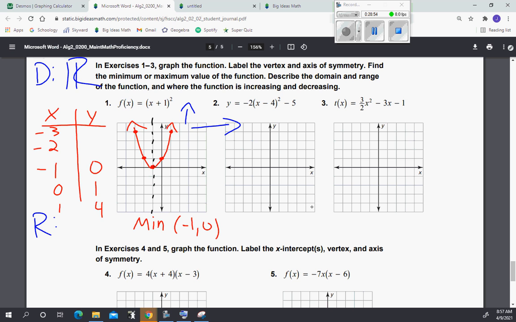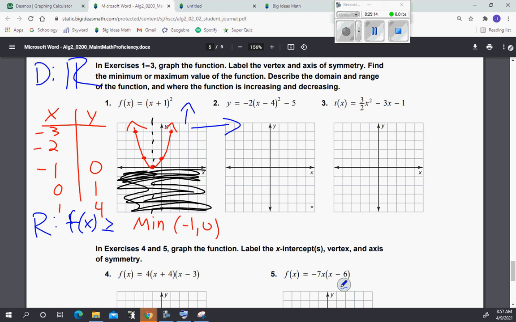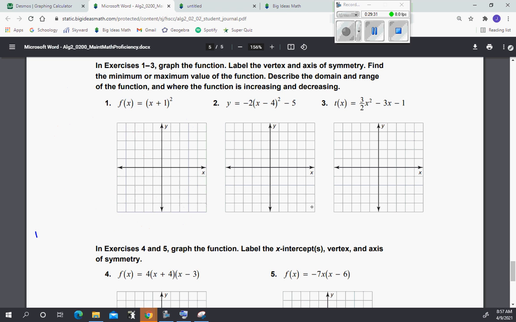Our range is going to be the only thing that's different. Our range doesn't go left or right. Our range goes up and down. And our graph doesn't even touch down here. Right? So our range is y, we'll do it here. F of x is greater than or equal to 0. Okay? Because it is equal to 0 at our minimum point, and it's also greater than. Okay, increasing, decreasing, we don't really have to describe that.